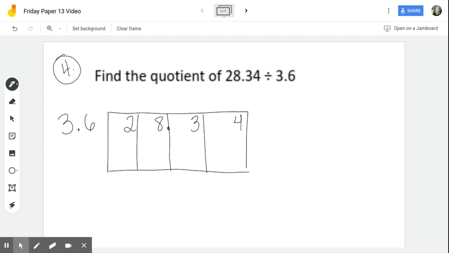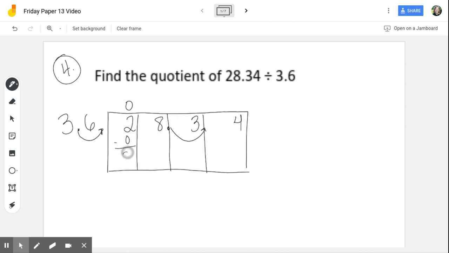I am working on number 4. Find the quotient of 28 and 3400ths divided by 3 and 6/10. I have this decimal here, which needs to come this direction, right? We need to multiply both by a power of 10, so we still have an equivalent ratio. So now we're going to say 36 goes into 2 0 times.